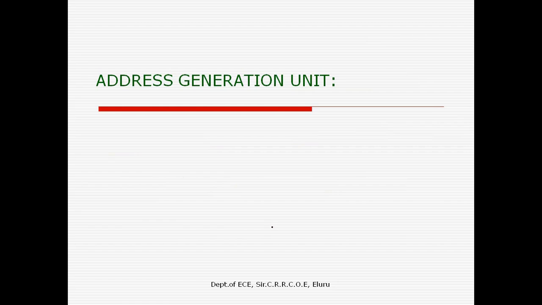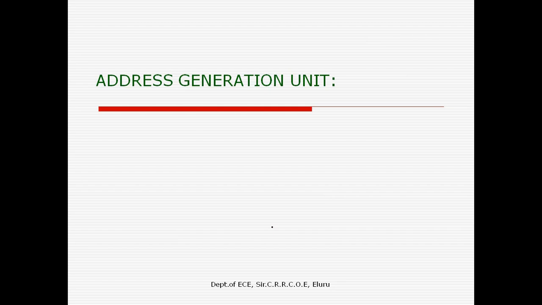And the third unit here is the address generation unit. So far we discussed the segment registers and the instruction pointer register. Segment registers are 16-bit registers used to hold the upper 16 bits of the segment base address. And the instruction pointer is also a 16-bit register which is used to hold the offset or effective address. Which means that segment registers hold the base address and the instruction pointer register holds the offset or effective address.